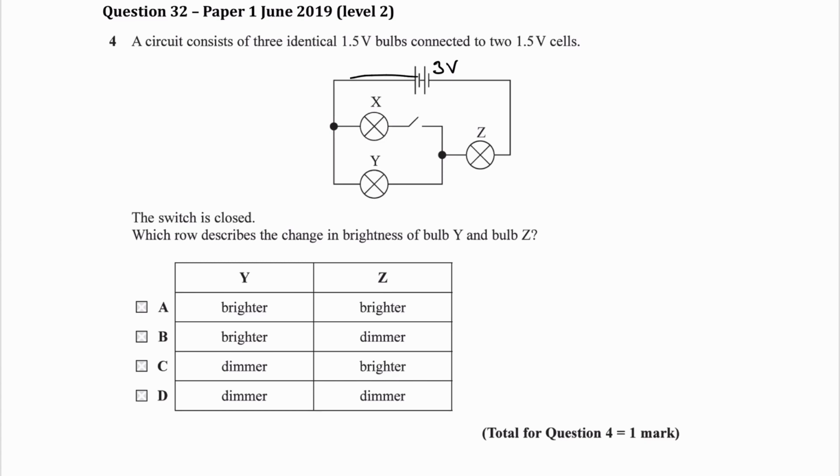The switch is not closed to begin with. So initially the current is just going this way. It's bypassing X, it's going through Y. So these two components are in series. To begin with, these two have identical resistance and they're in series, so voltage splits in the same ratio as resistance. So we will get 1.5 volts here and 1.5 volts there.